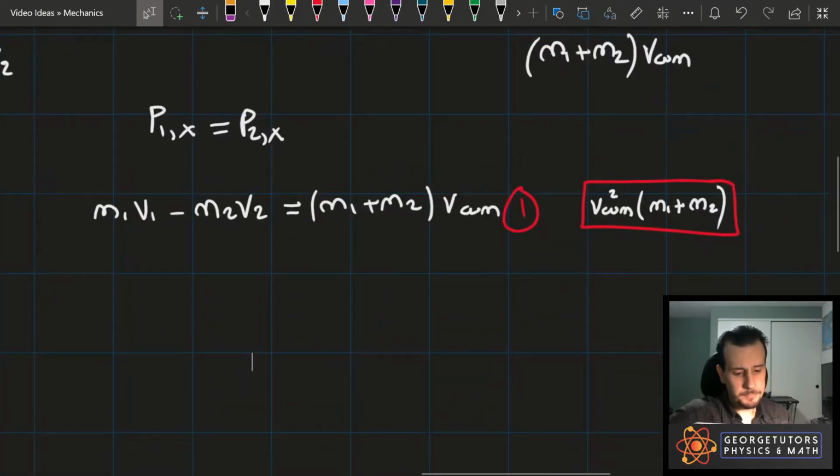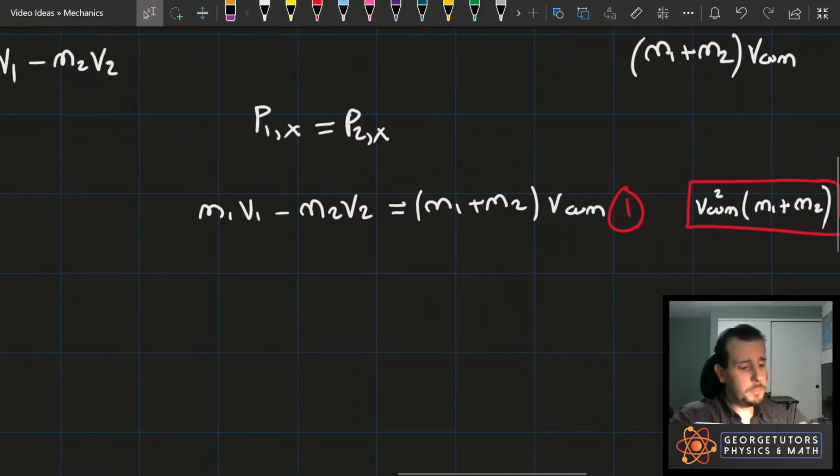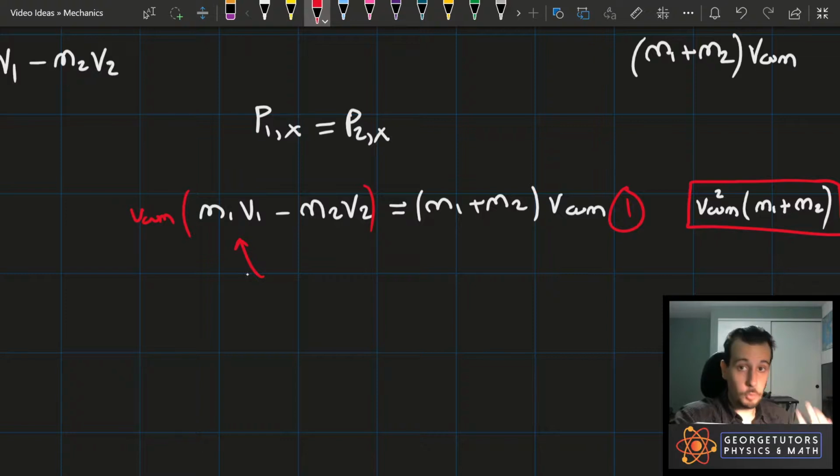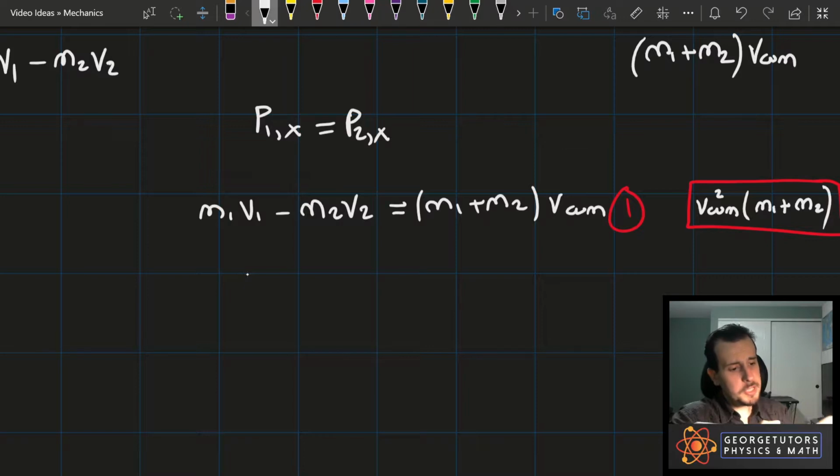Let's take a look. The only difference between this and this is the vcom being squared. I can't really multiply both sides by vcom since I want the left-hand side to be completely determined in terms of original variables. vcom is an unknown, so I wouldn't want to do that. That's circular logic that leads nowhere. A quick algebra trick to do this properly would be to simply square both sides like this.